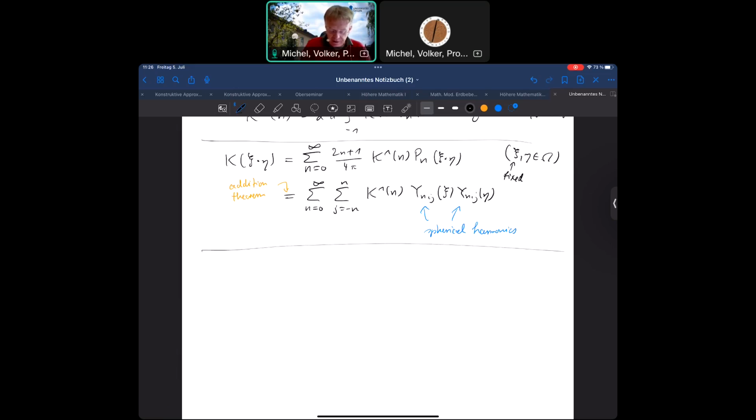One thing is I make an assumption. I will tell you more about that in the end. The assumption is that the series sum over n equals 0 to infinity of (2n+1)/(4π) k hat n is finite, where I assume that the k hat n are all non-negative. Why is that interesting?